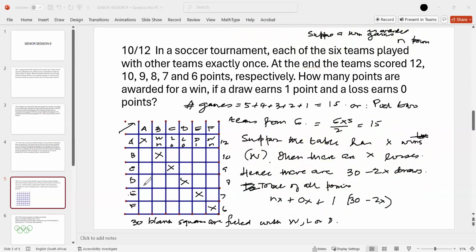So if you add up all the numbers here, like for instance, I got N and 0, 0. If I add up all that, this is what I'm going to get. Right? But we know what they all add up to. It's 12, 10, 9, 8, 7, 6. So it's 22, and 9 is 31, 39, 46, 52. So this is 52.